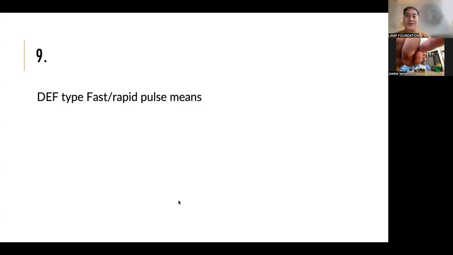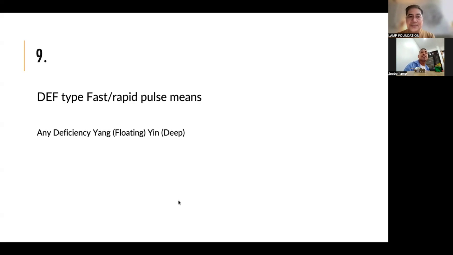Okay. Let's go now to rapid or fast pulse, tapos deficient. What is in your mind right away? Yin deficiency heat. Deficient eh. Full heat and empty heat. Okay, alam naman natin empty heat is due to yin deficiency, right? Both will give you a rapid pulse. The only difference is the tongue.